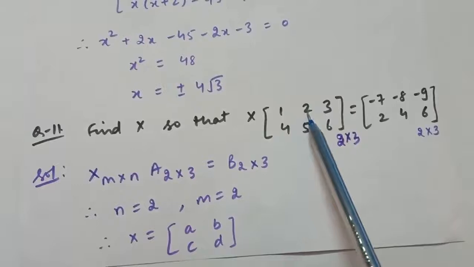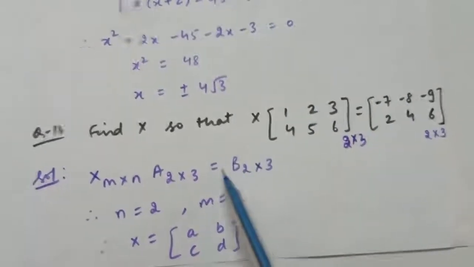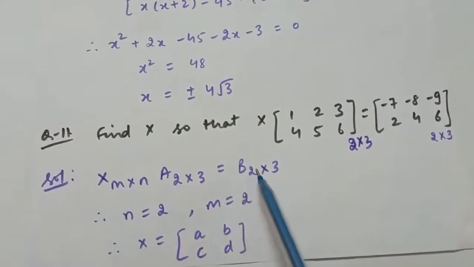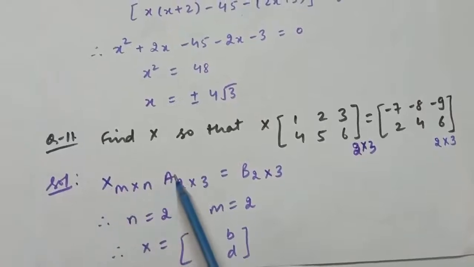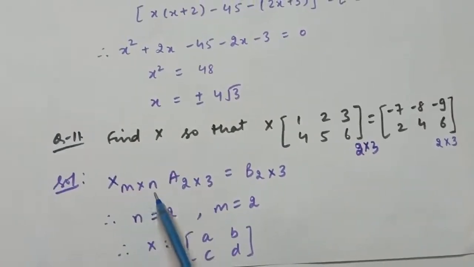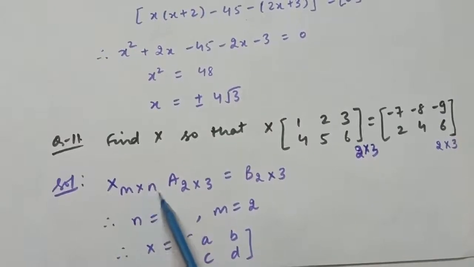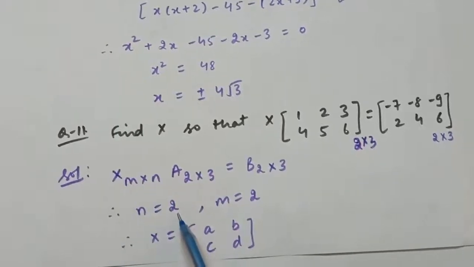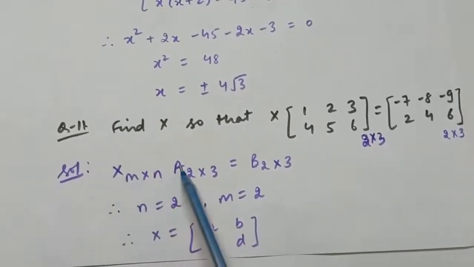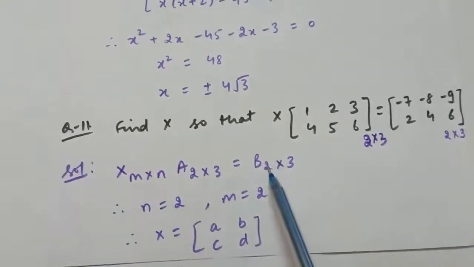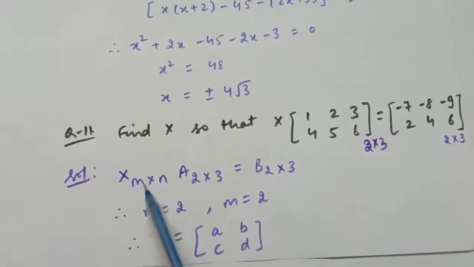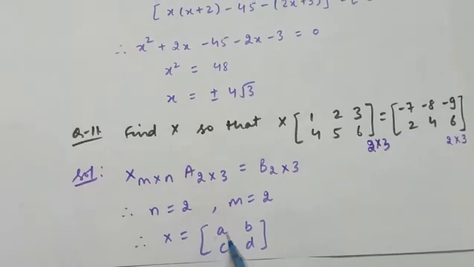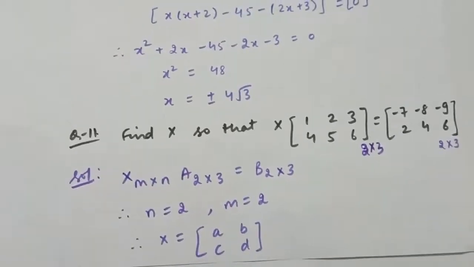So if this matrix is A and this matrix is B, so it is given as, let order of x be m cross n. So x into A is equal to B. This product x into A is defined if number of columns, that is n, is equal to number of rows, that is 2. So n is equal to 2. Also we know after the multiplication the resulting matrix order will be 2 cross 3. So m is equal to 2. Therefore x is a 2 cross 2 matrix and let x be as a, b, c, d.